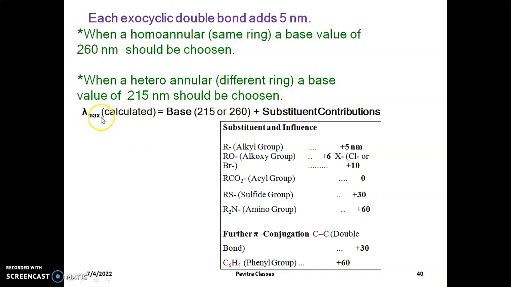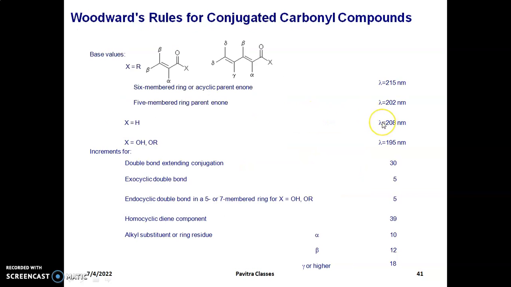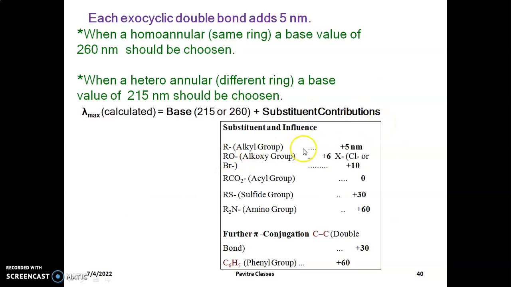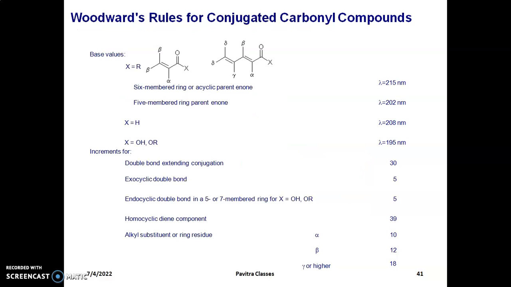So lambda max can be calculated from the base value plus the substituent contributions. If the alkyl group, 5; alkoxy group, 6; RCO2, 10; this, 0; sulfide group, 30; amino group, 30. Further pi conjugation: if a carbon-carbon double bond is there, that is 30. If a phenyl group is there, 60. Like this, the substituent contributions can be added.